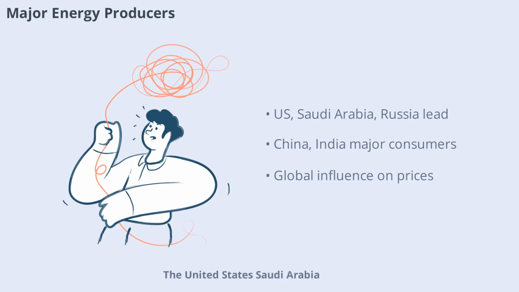A handful of countries dominate the production of energy commodities. The United States, Saudi Arabia, and Russia are top producers of oil and natural gas. China and India are leading consumers, especially of coal. These countries have significant influence over global energy markets. Their production decisions, investments, and policies can affect prices and availability for the rest of the world.